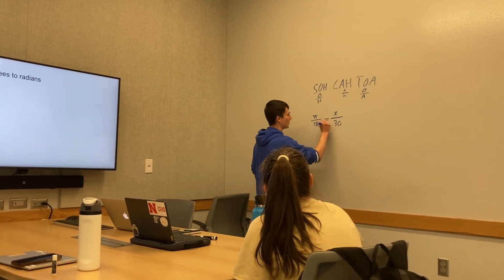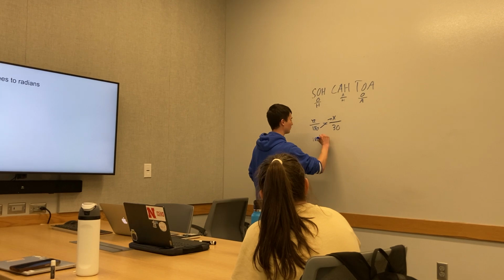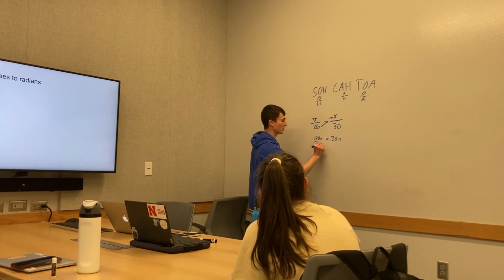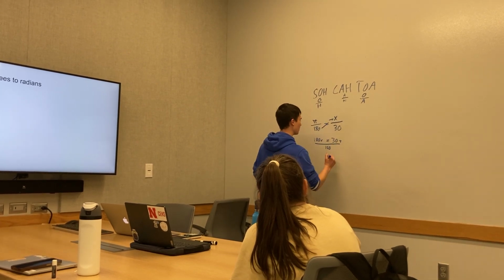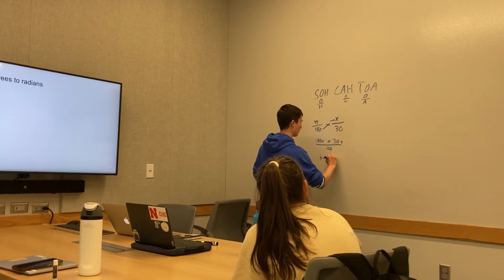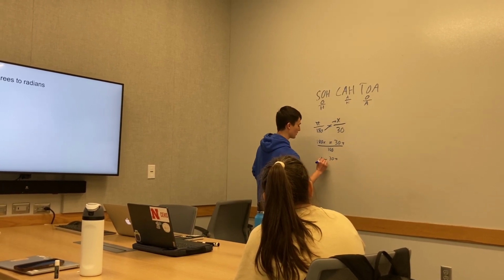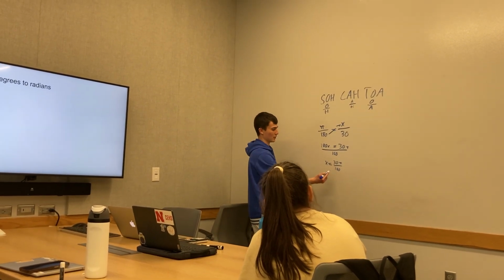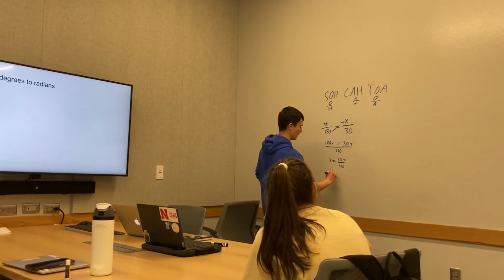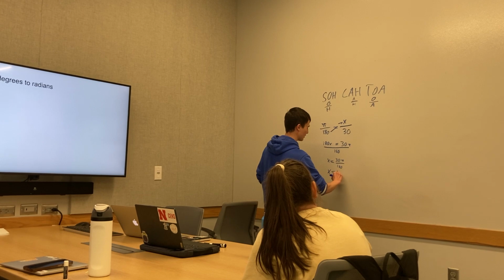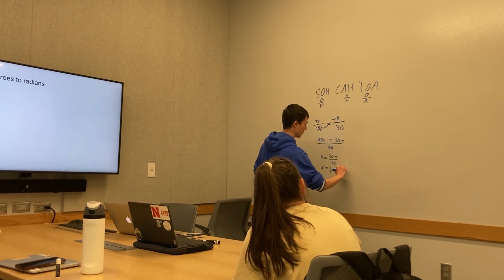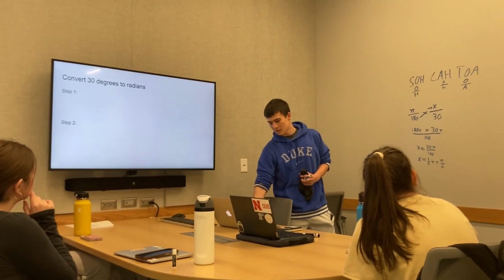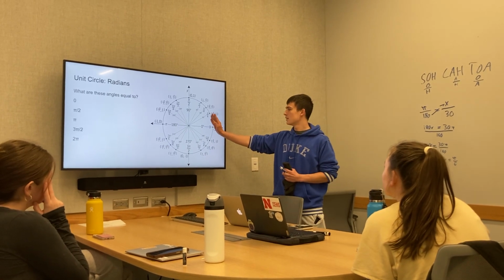And then where do we go from here? Cross multiply, that's right. So 180 times x equals 30 pi. And then this is just our algebra step, right? Divide by 180. Now we have x equals 30 pi over 180. And we know that this is 1/6 if we reduce it. So then we have 1/6 pi, or we can write that as pi over 6. Now, based on the unit circle, pi over 6 is equal to 30 degrees.